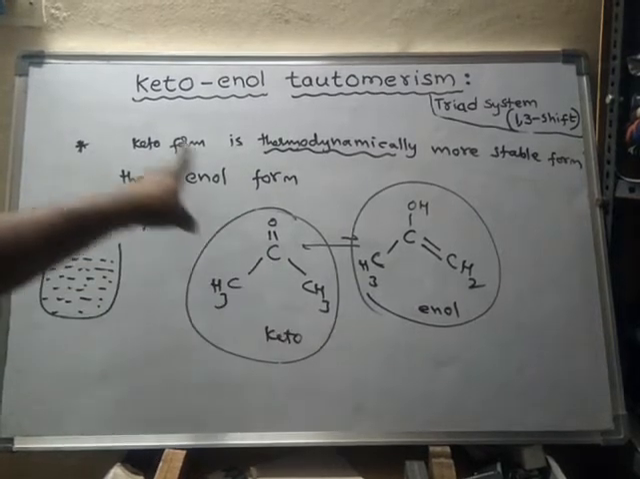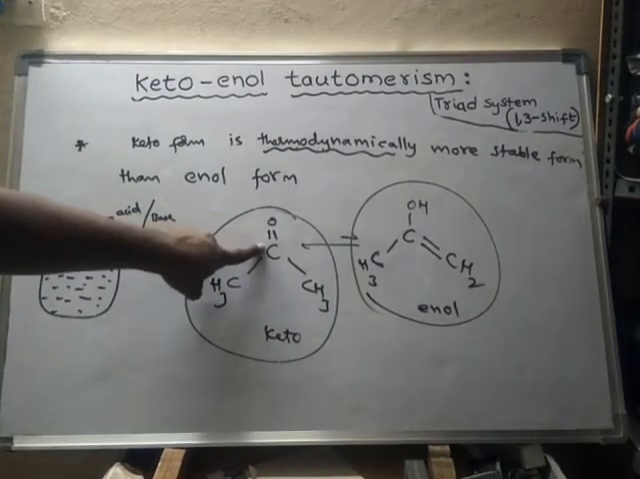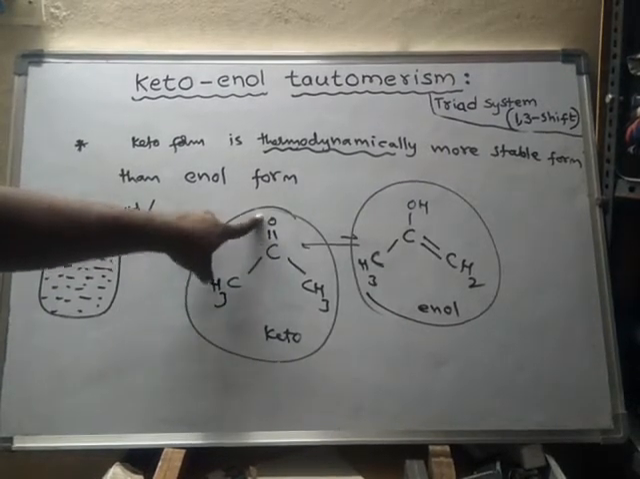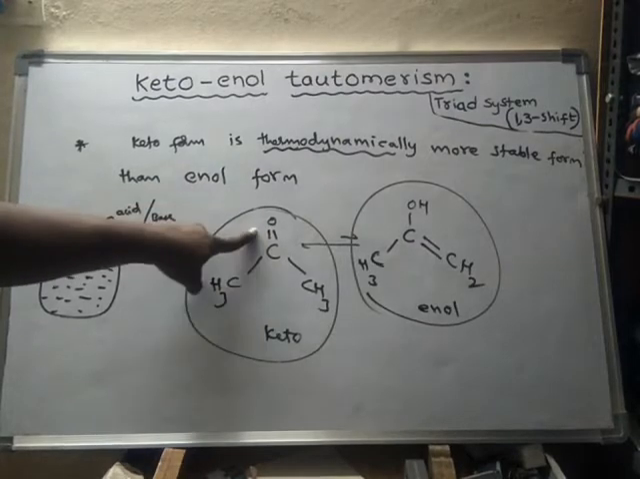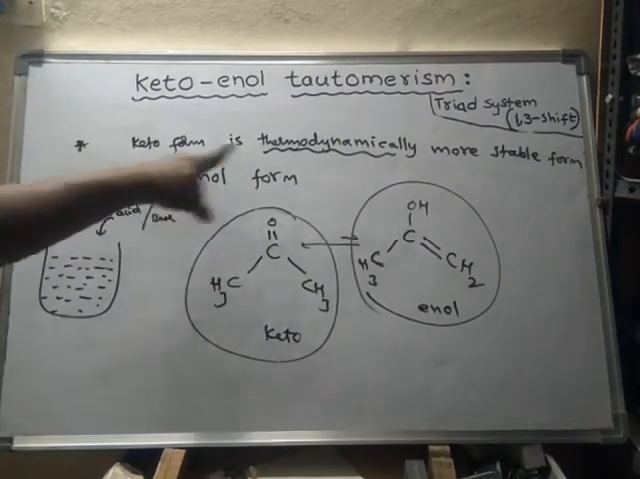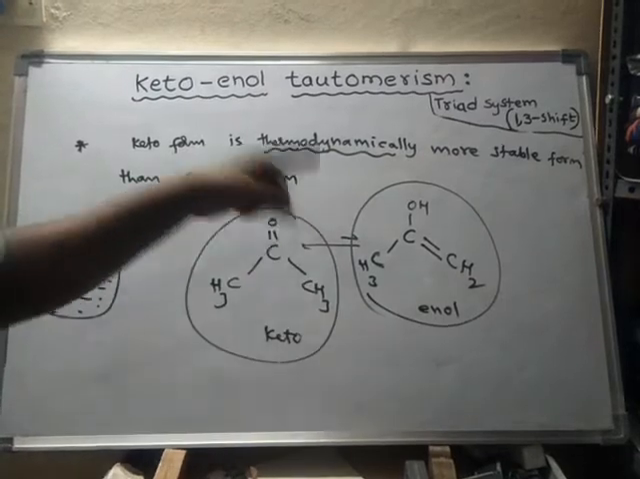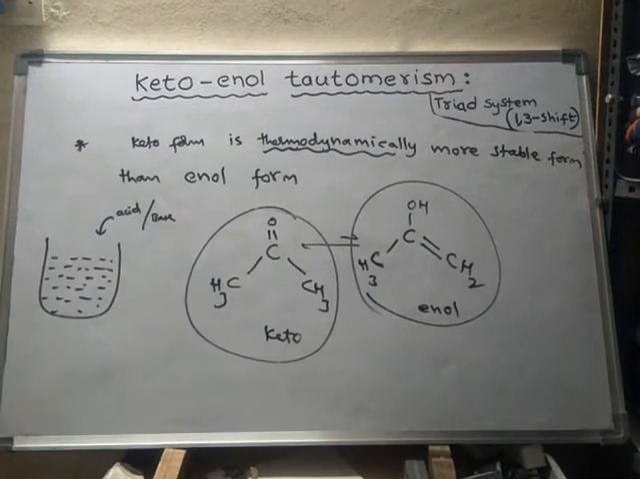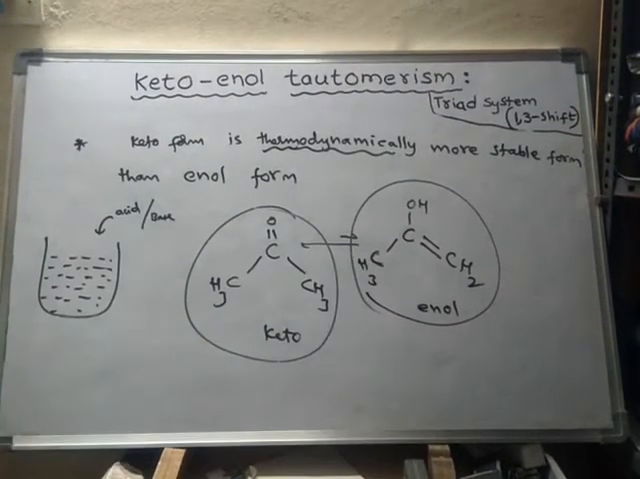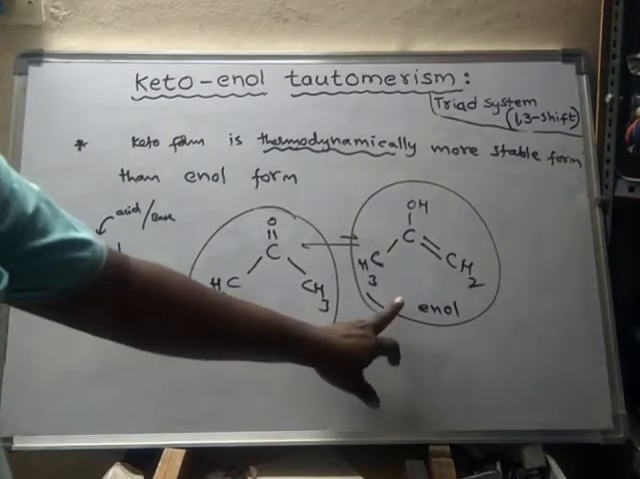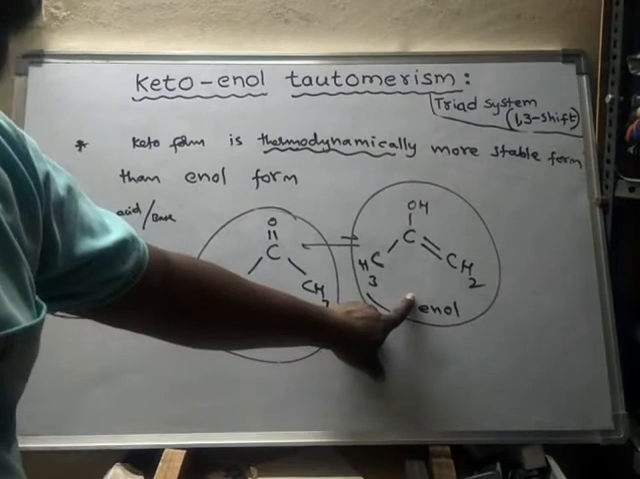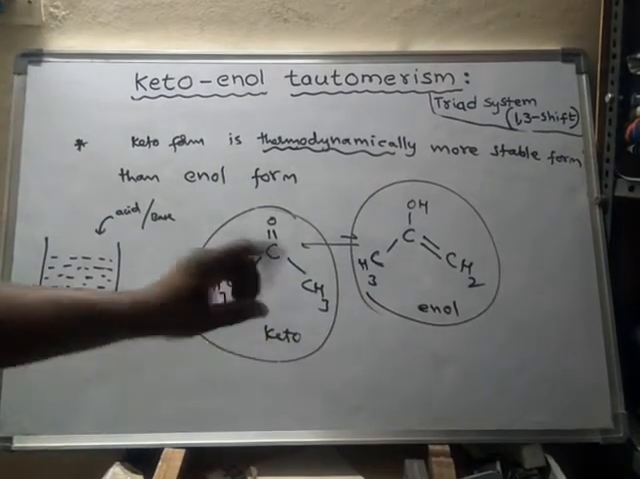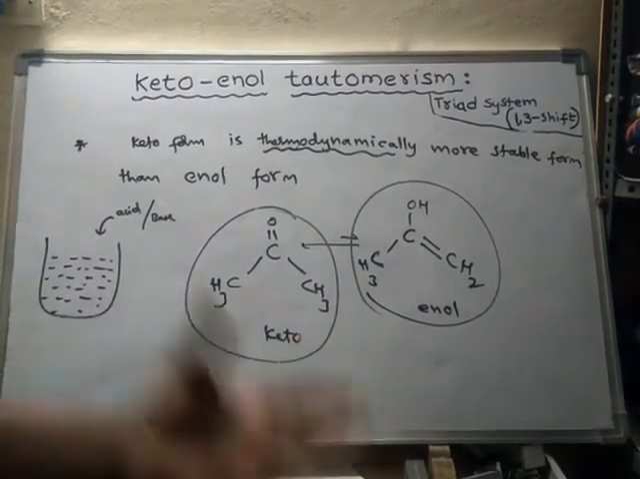See, what is the reason for the existence of this compound in more percentage? Because in this compound there is a double bond between carbon and oxygen, so it is thermodynamically more stable. So keto form is thermodynamically more stable than enol form. That is why the percentage of keto form will always be more when compared to enol form. But sometimes, due to certain factors, enol form will become more stable when compared to keto form. So we will learn those factors.